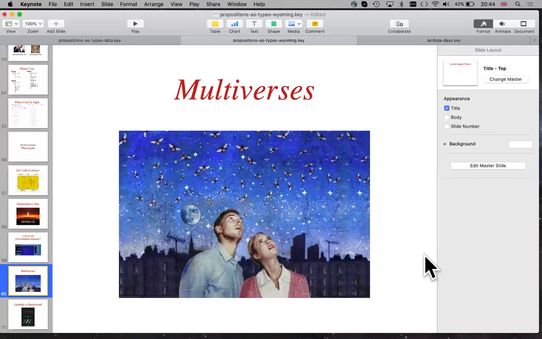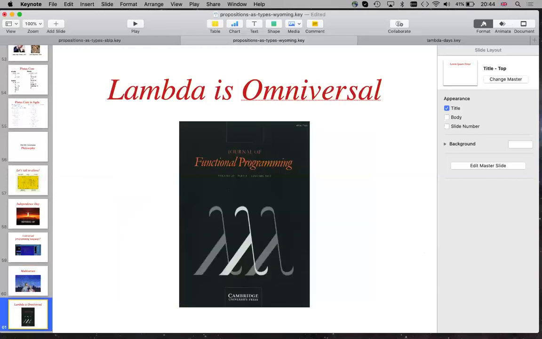So what does this mean? It means any universe you go to, there will be logic. Any universe you go to, there will be Lambda Calculus. We cannot call Lambda Calculus the universal programming language. We can't call it universal because calling it universal is too restrictive. Omniverse.